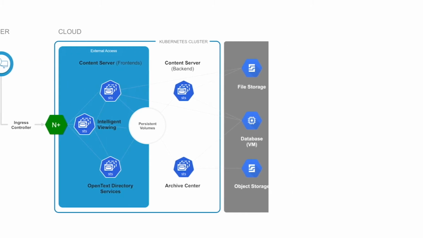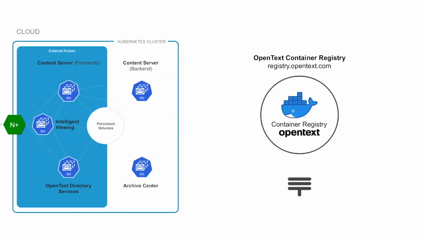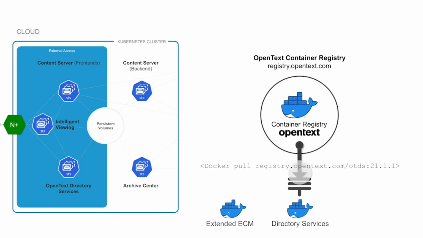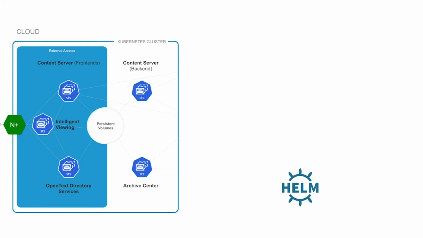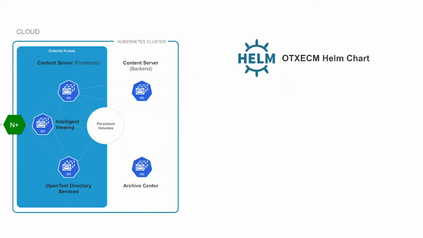The first step is to pull these Docker images that are available in the OpenText Container Registry. You can access the registry using your OpenText MySupport portal credentials. Another artifact that we will need is the Extended ECM Helm chart, which is available in the OpenText MySupport portal under the Extended ECM download area. The Helm chart contains the Kubernetes manifest files, making it simple to package and deploy multiple components on Kubernetes, which is exactly the case of our Extended ECM solution.